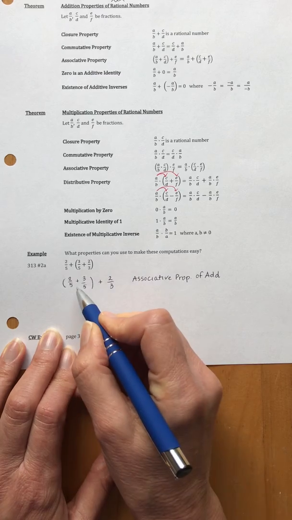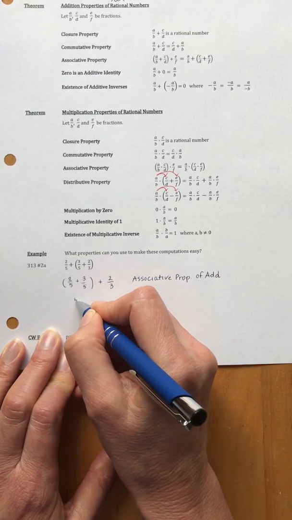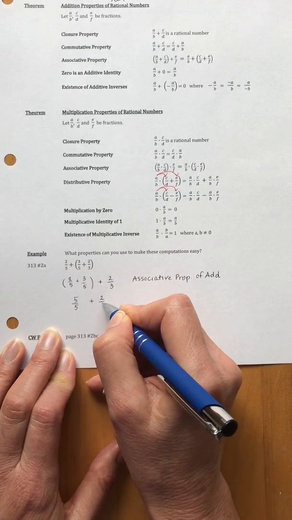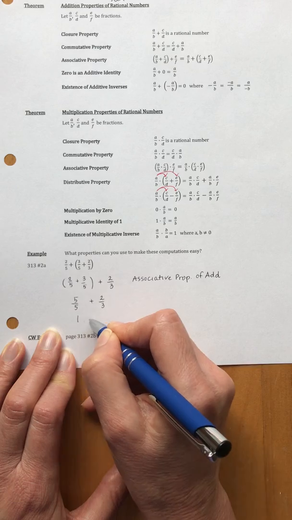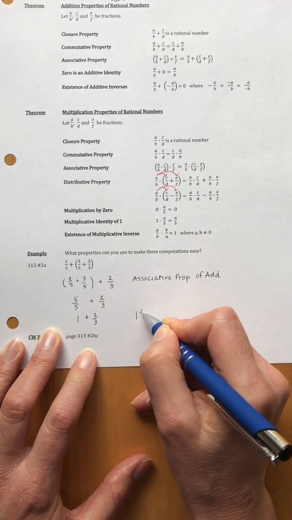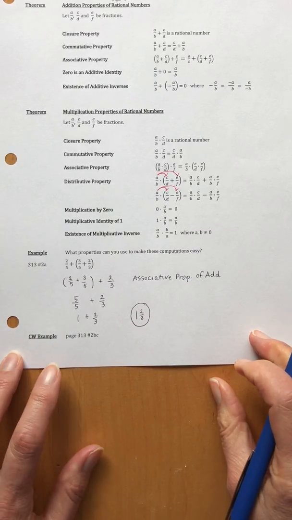Okay, and so then when we do it, we're adding these two. So we get 2 plus 3 is 5. The denominator stays the same. And then plus 2/3. Well, this gives us 1 plus 2/3. So what is our answer? Just 1 2/3. Okay, so that's how we would do that problem.